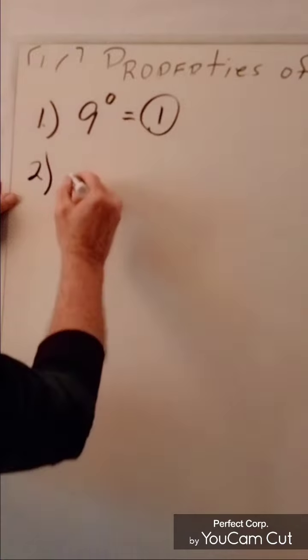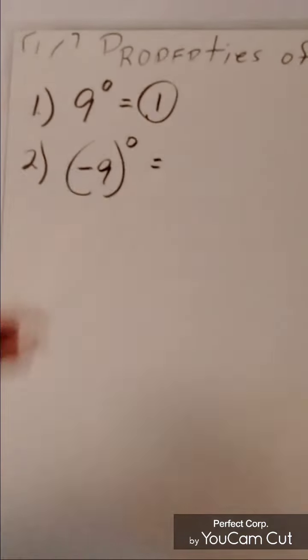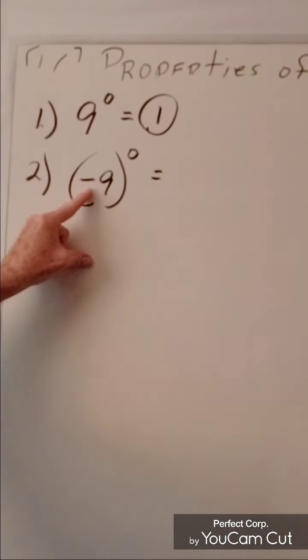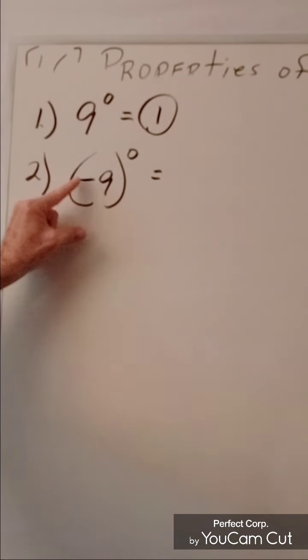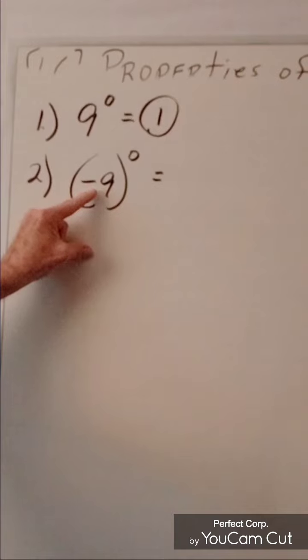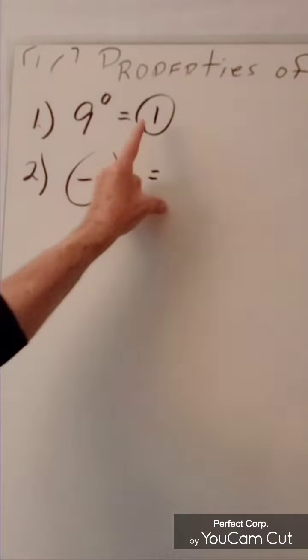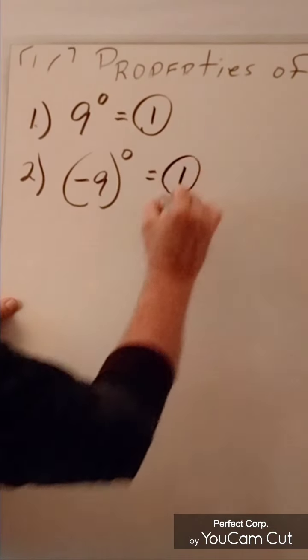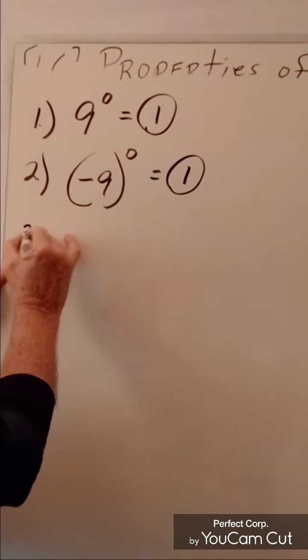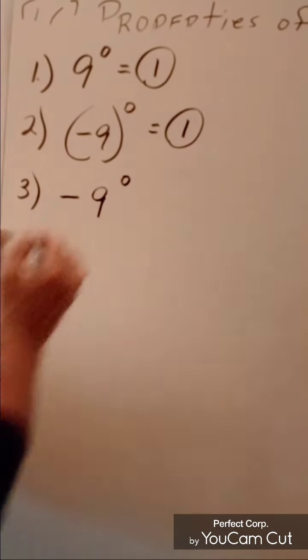Number 2. (-9) to the 0. This time our base is clearly negative. That's our a. It doesn't matter what the sign of a is, positive or negative. (-9) to the 0, ditto. Now as we go down the lineup, we've got to be a little bit careful. A bit of a difference.